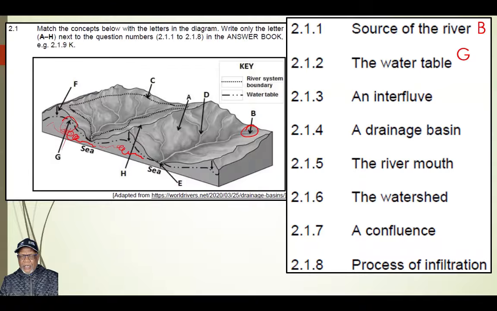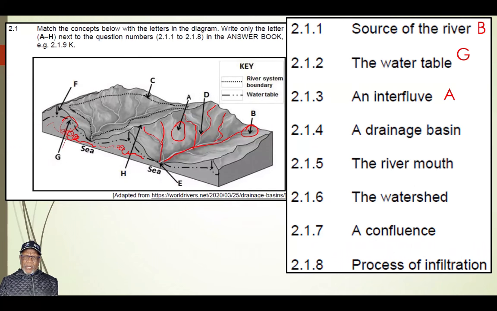Then we have an interfluve. Where is an interfluve? An interfluve is at A. So what is an interfluve? An interfluve is an area that separates the streams of the same drainage basin. You have different streams there, and you have the main stream there. These streams that you see here are separated by these high-lying areas between them. It is called interfluve. So an interfluve is a high-lying area that separates the streams within the same drainage basin.